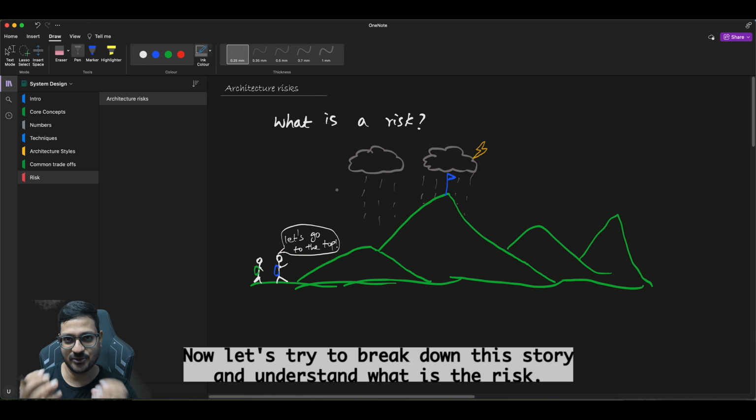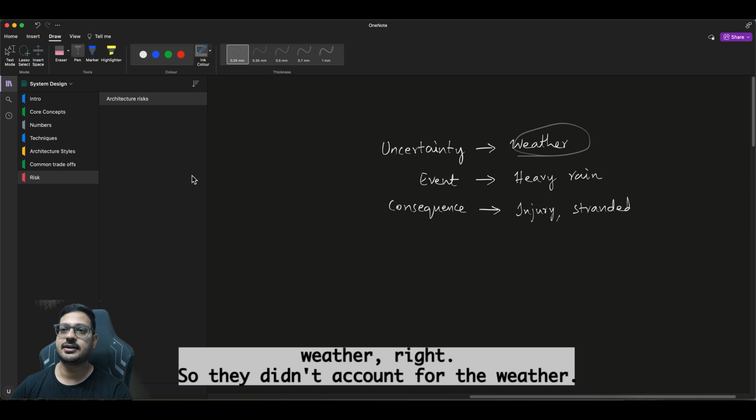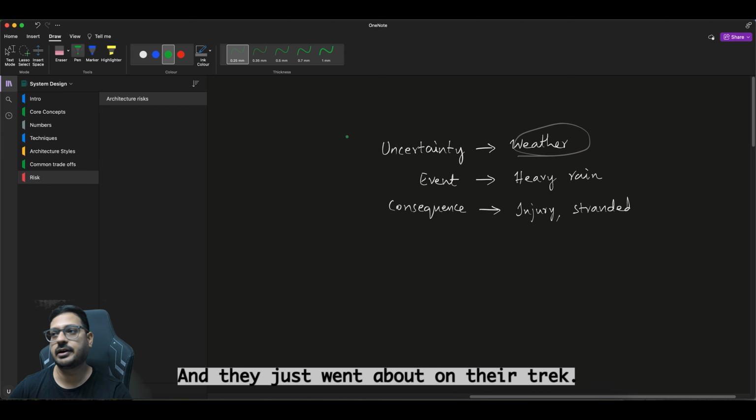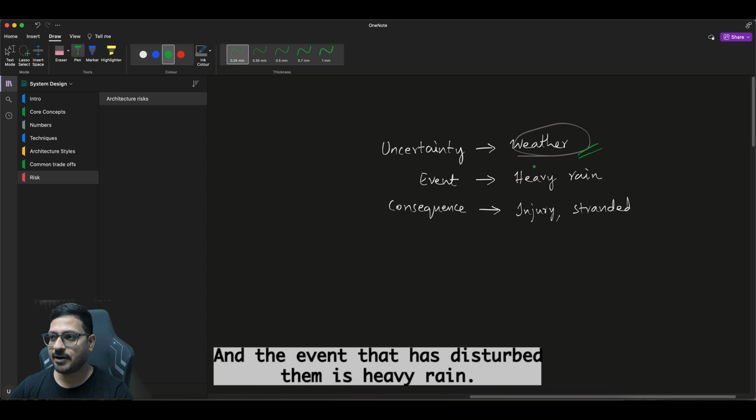Now let's try to break down this story and understand what the risk is, right? The uncertainty in this story was the weather. They didn't account for the weather, they didn't see the weather application, they didn't see the weather updates, and they just went about on their trek, right? So this is the uncertainty. Weather can be good, weather can be bad, right? And the event that has disturbed them is heavy rain, right?